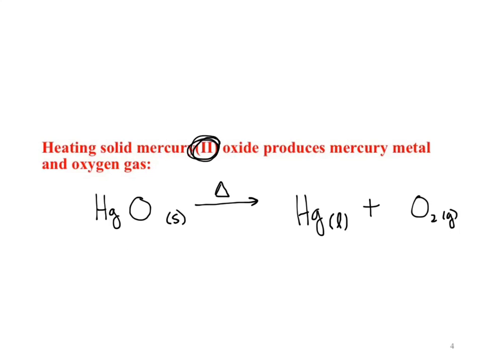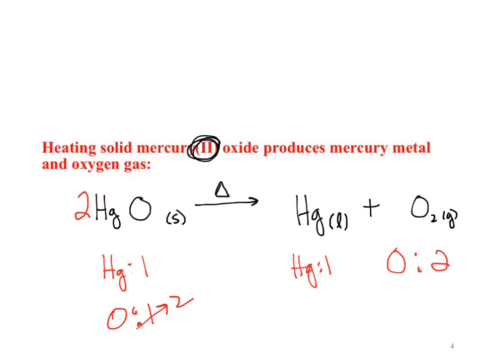To balance, we start with mercury. How many mercuries? 1. Oxygens. 1 versus 2. Is it balanced? How do we fix it? We need to put a 2 in front. As soon as we've changed numbers, we should check and verify. So we go back to our mercury. Is our mercury balanced? We've got 2.